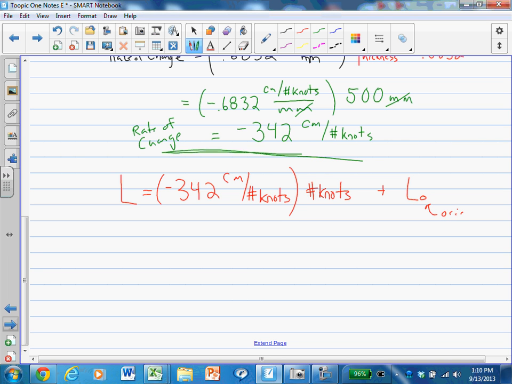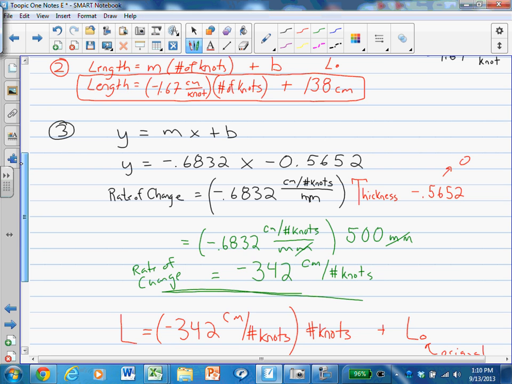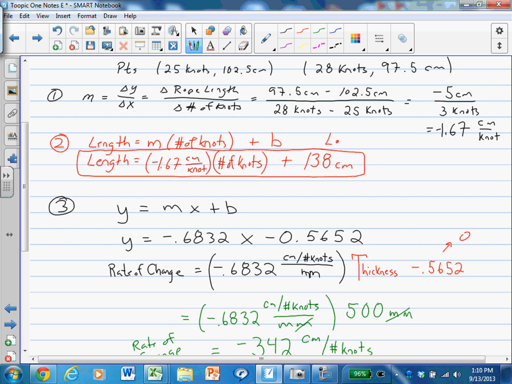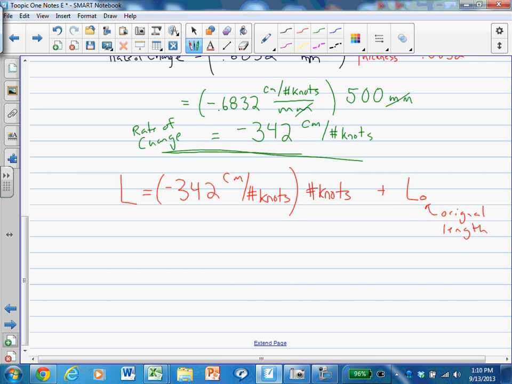That's the original length. So this formula goes right back to the one that we worked on up here. For this rope, this is the L0. Somebody started this, and the original length was 138 centimeters. Down here, now we're going to do it for the steel cable.